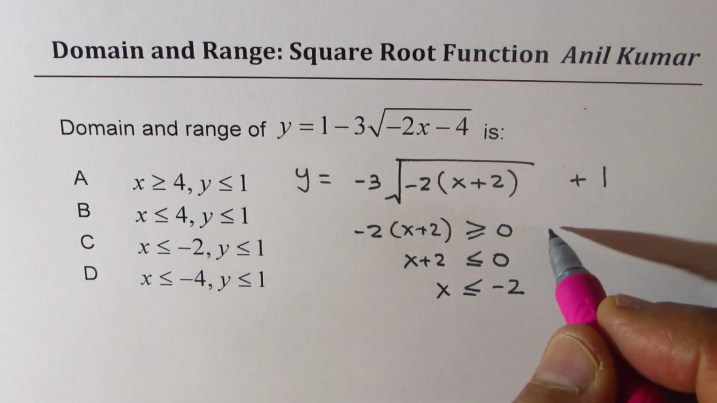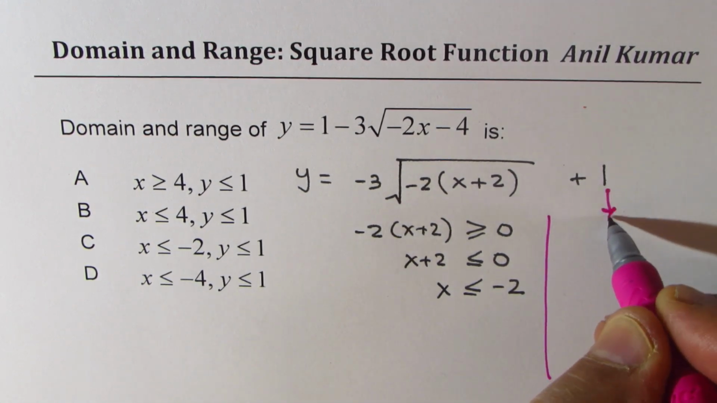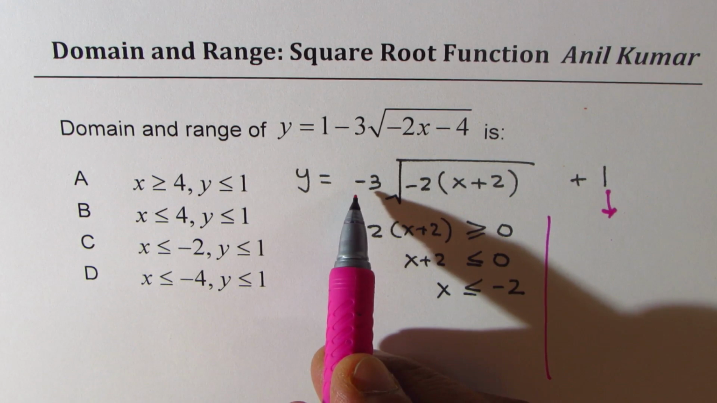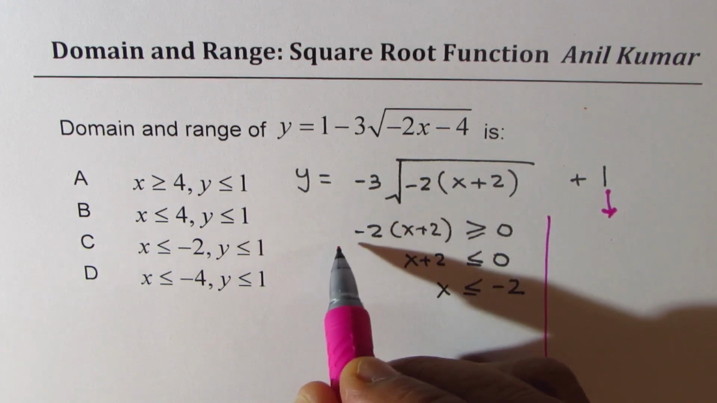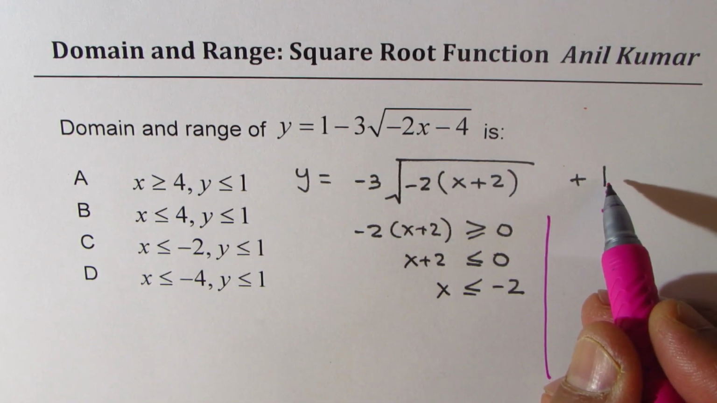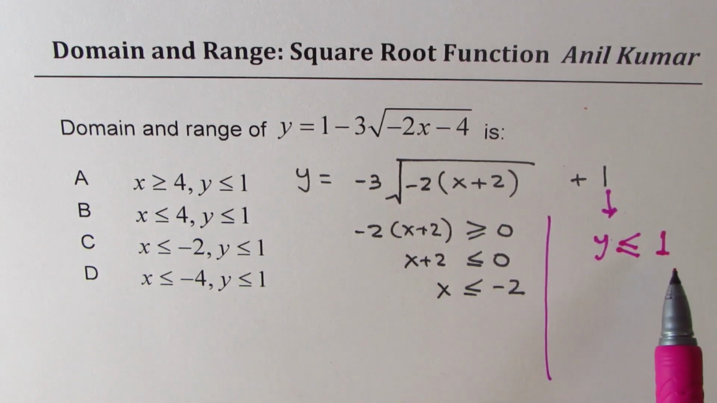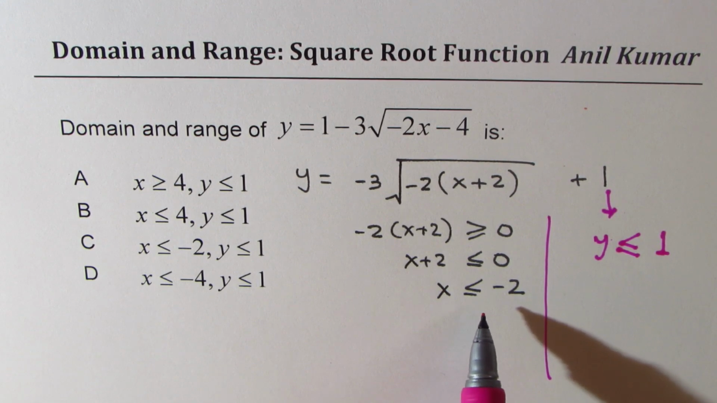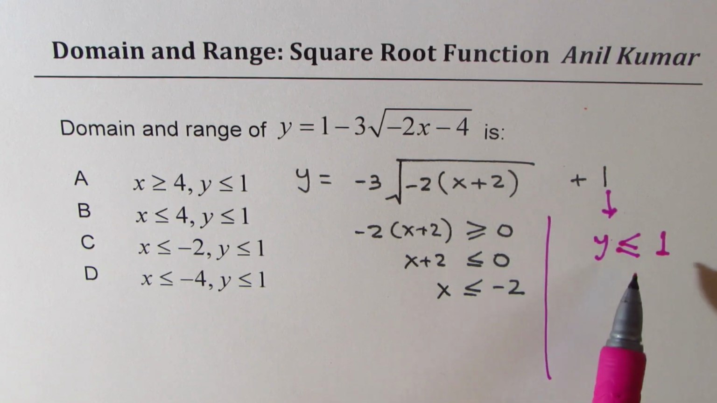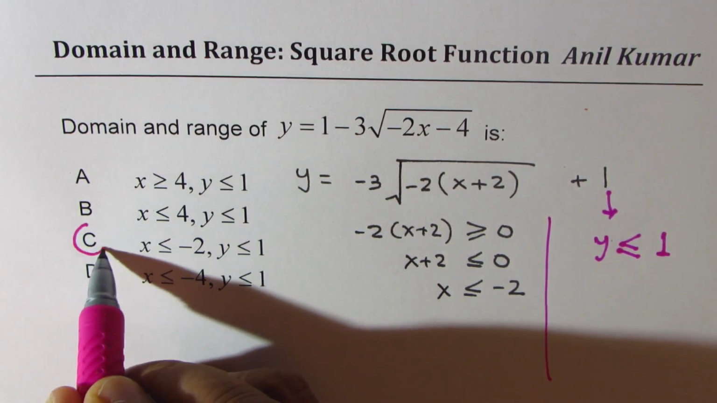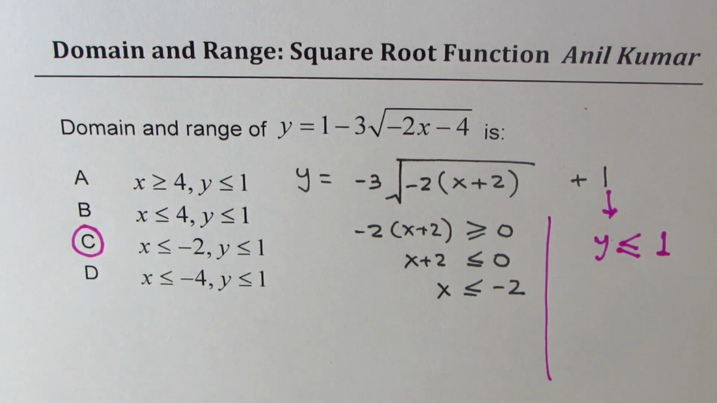Now as far as the range is concerned, we have 1 here and moving downwards, right? So it is downwards from 1. So y is less than or equal to 1. So we have x less than or equal to minus 2, and y less than or equal to 1. Option C is the right option. So that's an easy way of doing domain and range for any function. Look into the base and then apply the transformations.